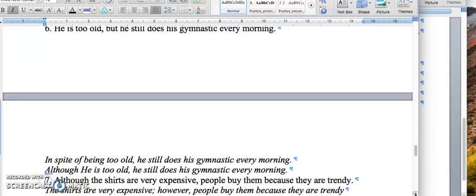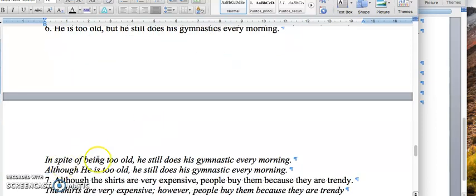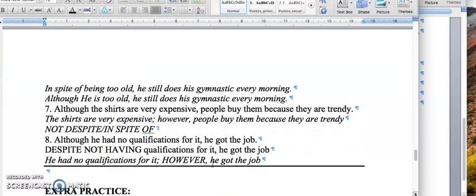Ahora. He's old, but he still does gymnastics every morning. In spite of being old, ¿vale? Hablamos de una persona. He still does gymnastics every morning. Aunque es viejo, although he's old, he still does gymnastics every morning.